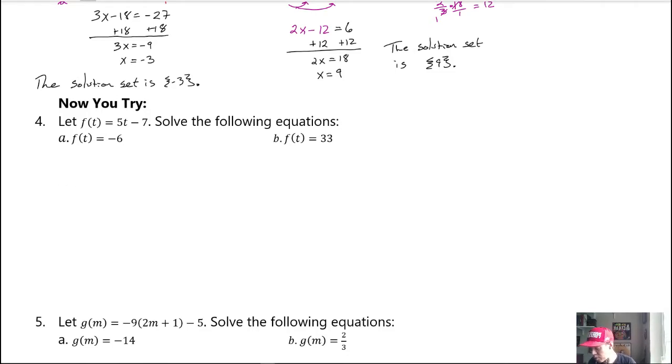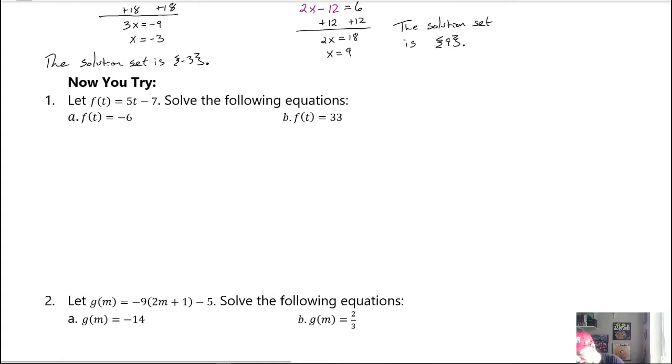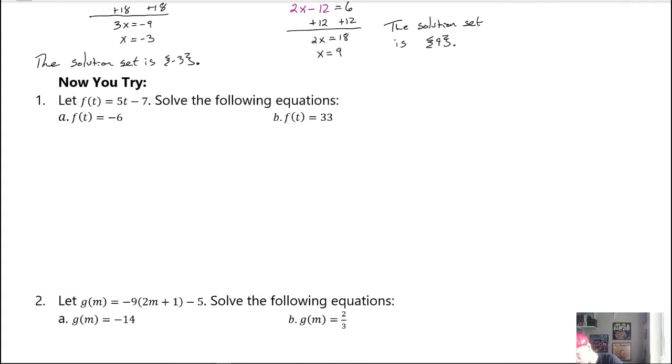So this next problem, which I just fixed the numbering, the first problem, number 1. Let f of t equal 5t minus 7, and we want to solve the following equations. Keep in mind that full explanation for this is given in the previous video with the examples. Here I'm just walking through the solutions really quickly.